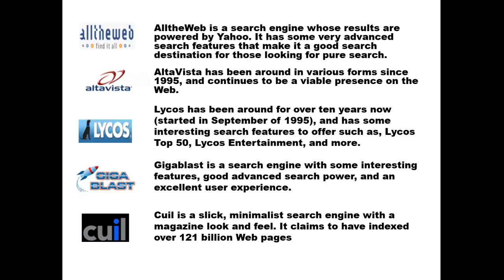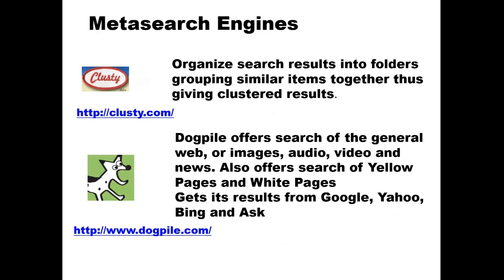But nowadays, other than Google also, there are many search engines where you might get very good information about your research topic. Some meta search engines are there, like Clusty.com and Dogpile.com. What Clusty.com does is it organizes search results into folders, grouping similar items together, thus giving clustered results. So the name Clusty.com itself says that it gives clustered results with various group folders.